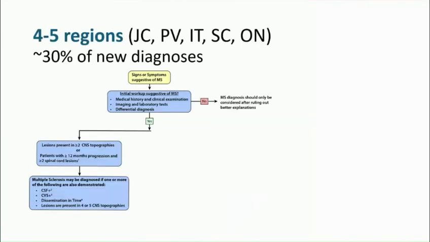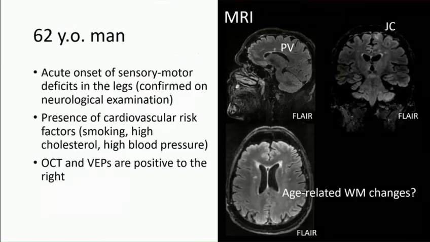In quite a number of cases, we were able to demonstrate the involvement of 4 or 5 regions, so to get immediate diagnosis of MS. Again, here we need signs or symptoms suggestive of MS. We need to rule out any other possible diagnosis, and once we demonstrate 4 or 5 brain regions, we can do the diagnosis of MS.